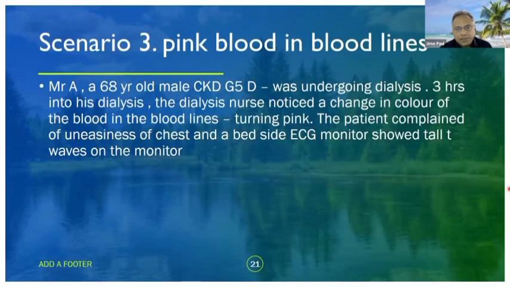Now coming to scenario 3. There is a patient who is undergoing dialysis. A 60-year-old male patient, chronic kidney disease on maintenance dialysis. 3 hours into this dialysis, the dialysis nurse noticed a change in color of the blood in the blood lines. So the blood lines were no longer exhibiting the normal color of the blood. It was just turning pink. And the patient complained of some uneasiness of the chest, and a bedside ECG monitor showed tall T waves on the monitor. So this is a very peculiar situation.